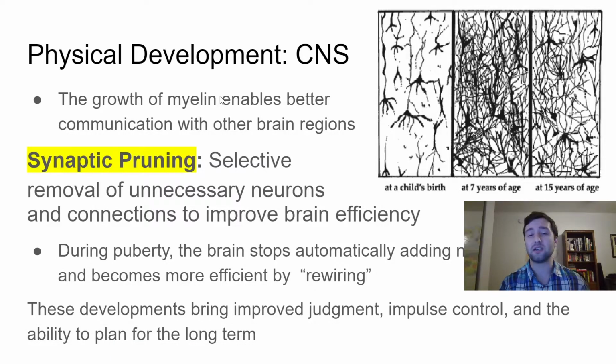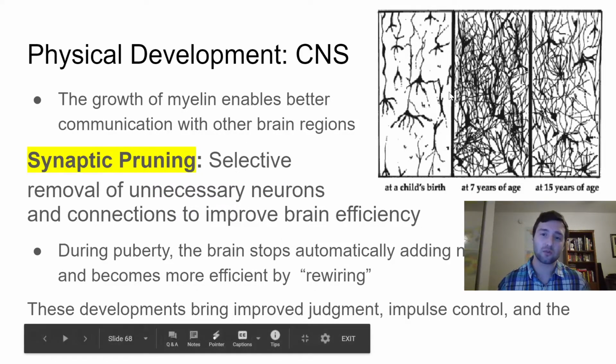So we're going to see, obviously, the myelin sheath protects our neurons as well as speeds up how fast they can fire, or how fast the information travels, I should say. So that's going to start speeding up our ability to think. It's going to allow us to think more deeply and in a more complex way than we would when we were earlier. In addition, we're going to see what is called synaptic pruning, which is actually what this image is about. So synaptic pruning is the selective removal of unnecessary neurons and connections to improve brain efficiency.